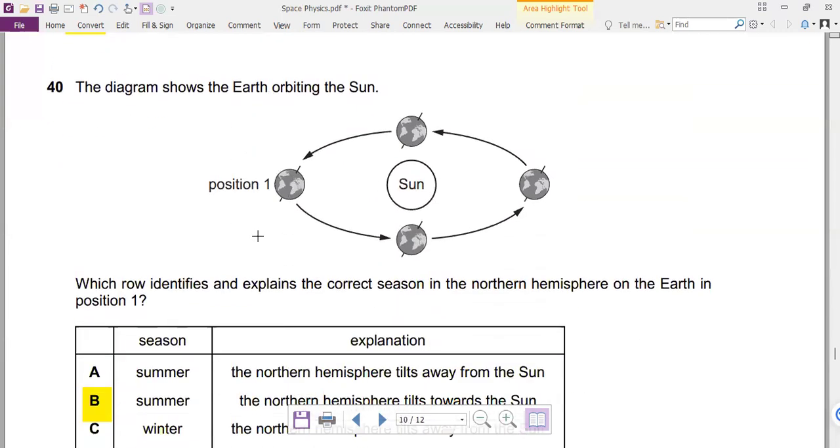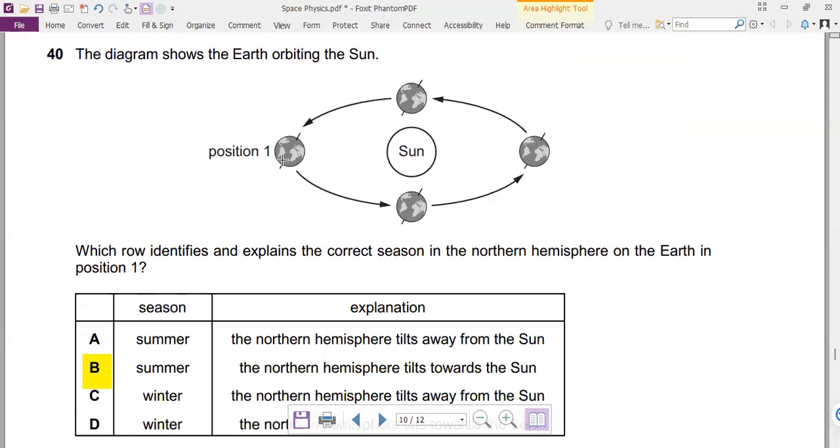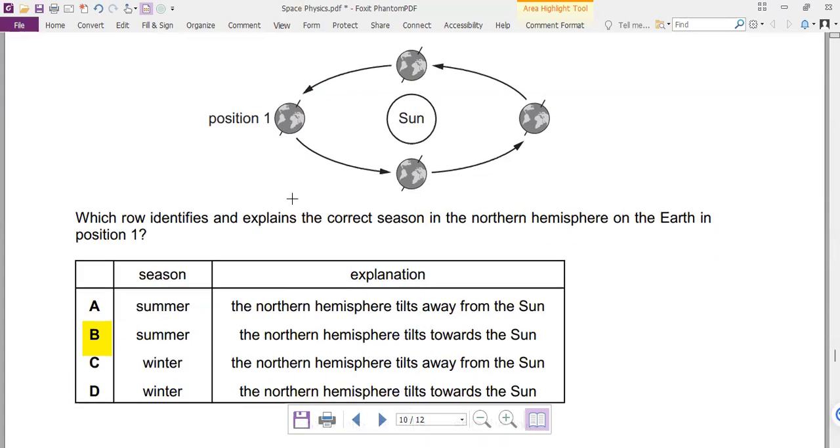Question about the weather. So we have a tilting towards the Sun, tilting away from the Sun, and in position 1, tilting towards the Sun. And this on the top is called the northern hemisphere of Earth. So it will be towards the Sun, so it will have summer in the northern hemisphere due to its tilt towards the Sun. Whereas here, it will be winter in the northern hemisphere, tilted away from the Sun, and in the southern hemisphere, it will be summer. So that's why we have different seasons in the two hemispheres of Earth.